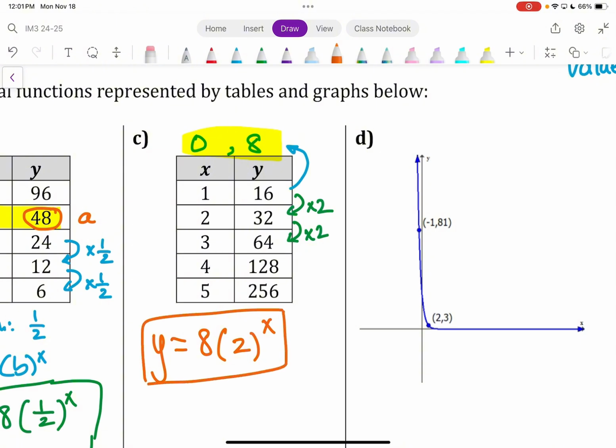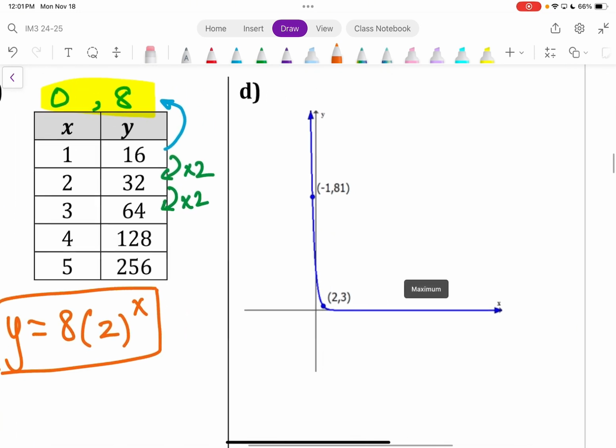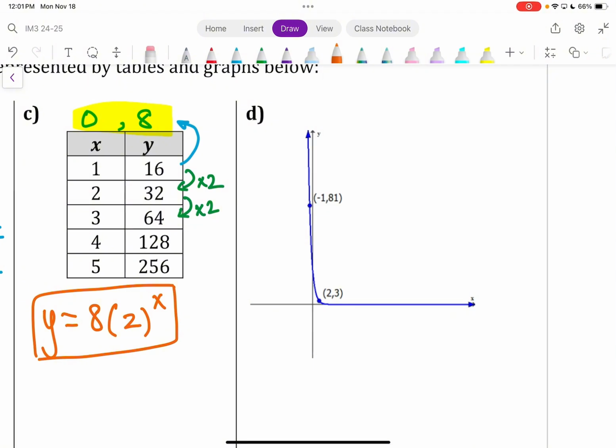All right, letter D. So now instead of a table, we're given an actual graph. Well, if you notice, the points that we were given are the points (-1, 81), and then we jump all the way to (2, 3). So there's quite a few numbers missing. We're missing 0 and 1. So we're going to kind of have to guess and check here. Figure out what is the growth factor to get from 81 to 3.